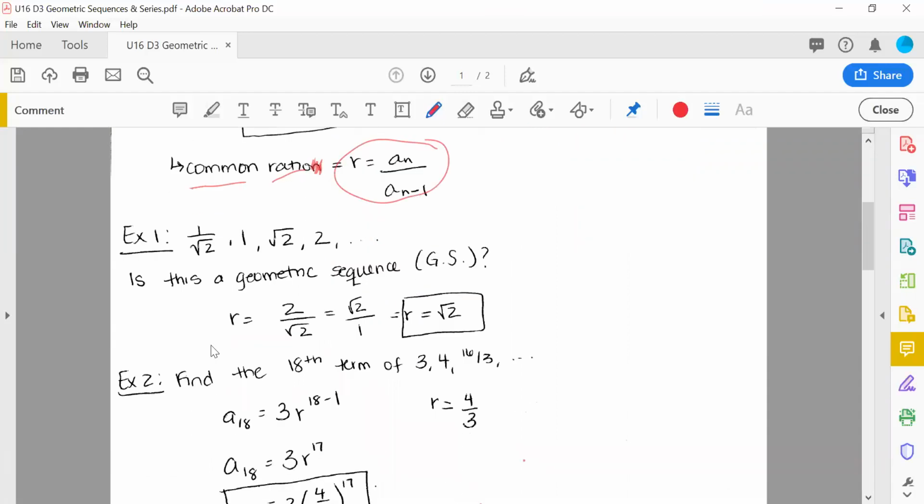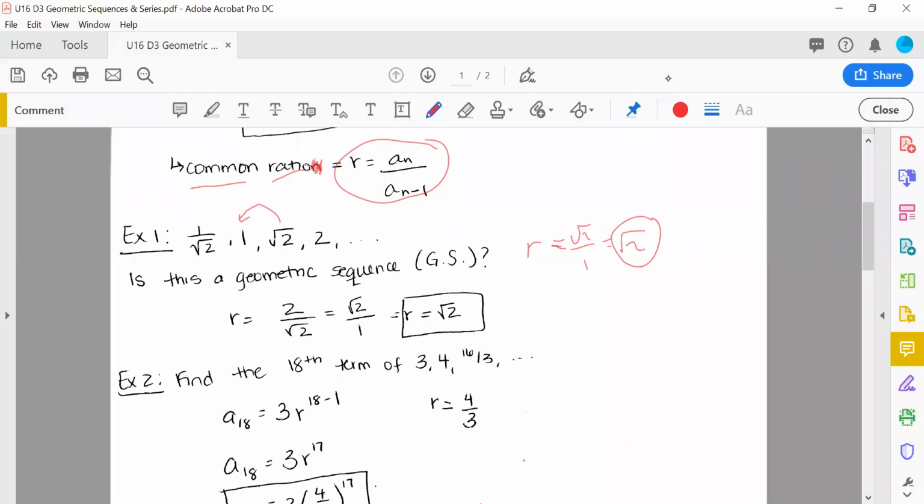So example 1, is this a geometric sequence? I wonder. Let's find out if this is a geometric sequence. The first thing I do is I figure out if R is consistent throughout the problem. So I could take the third term and divide it by the second term if I want to. Root 2 divided by 1 is root 2. So we get root 2 as an R value right here.